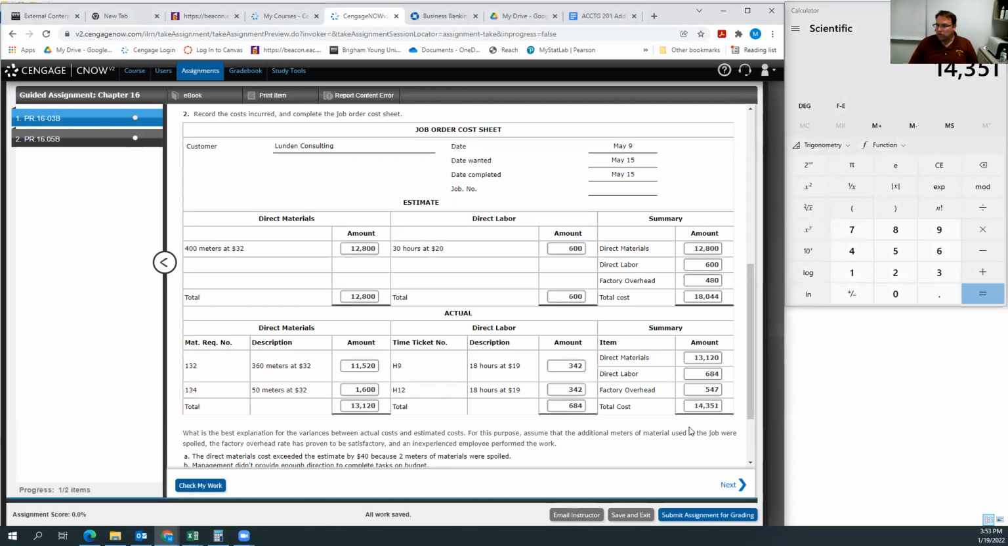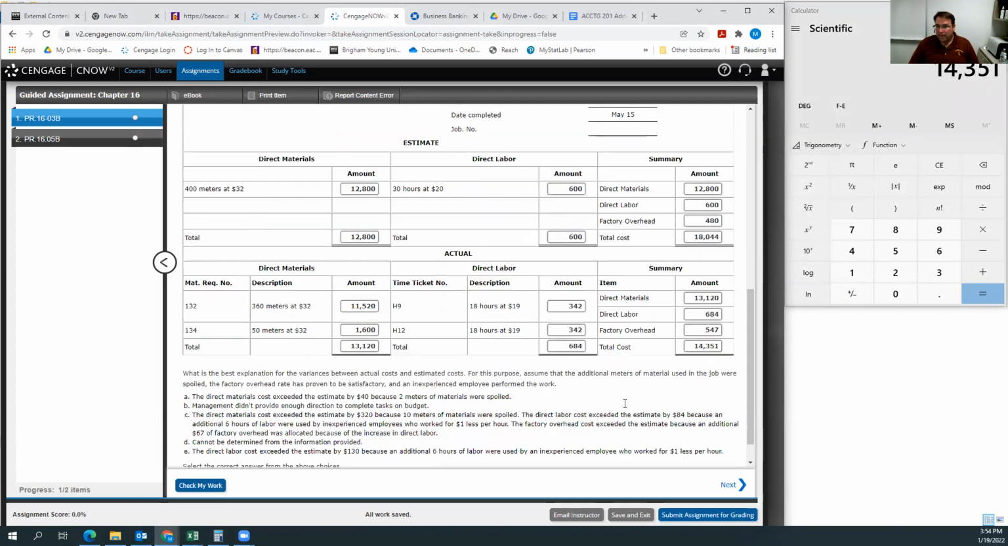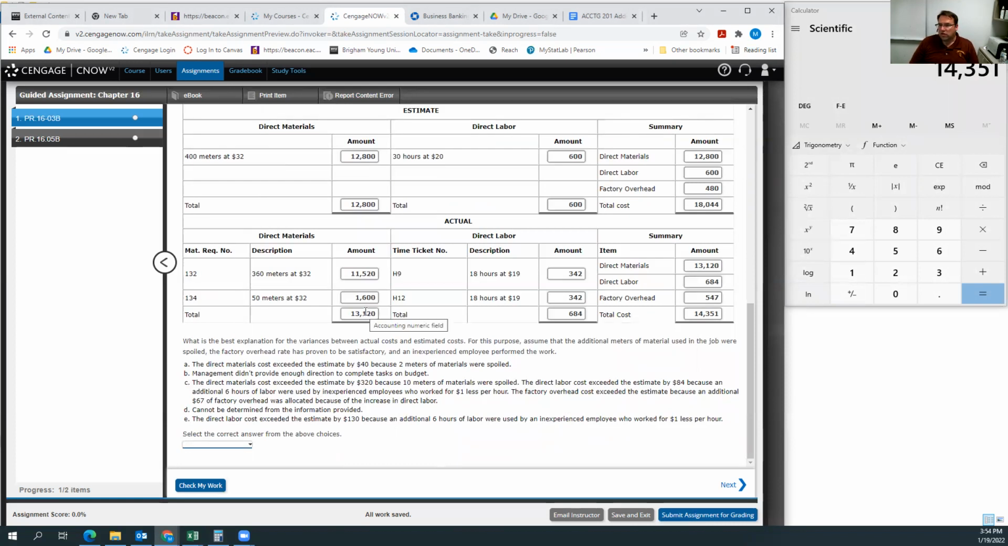So our costs were about $800 over than from our estimate. So the last thing it wants us to do is to tell why we have this variance. And it says, what is the best explanation for the variance between actual cost and estimated cost? For this purpose, assume that the additional meters of material used in the job were spoiled, and the factory overhead rates were proven to be satisfactory, and an inexperienced employee performed the work.